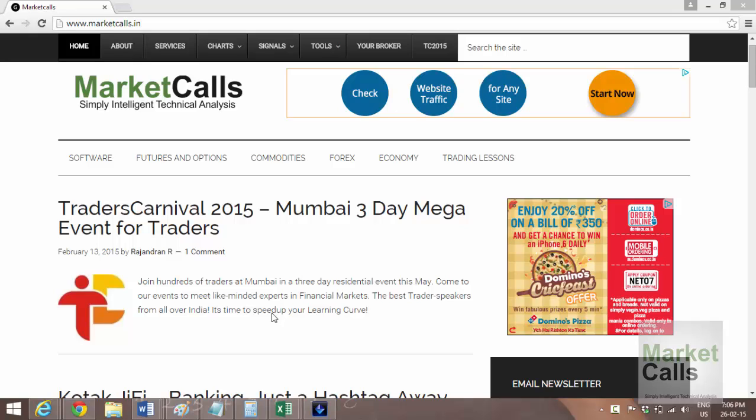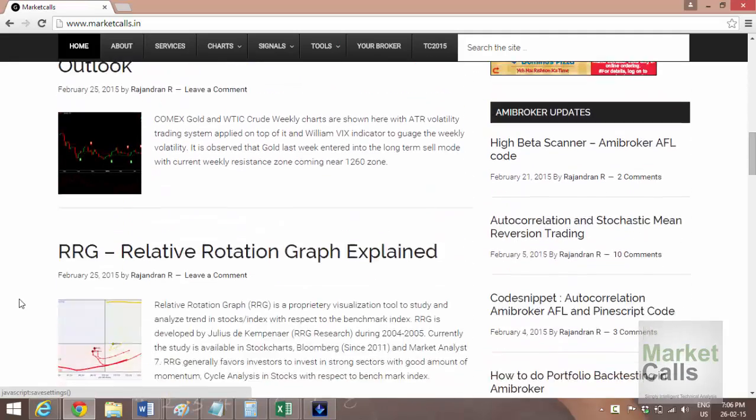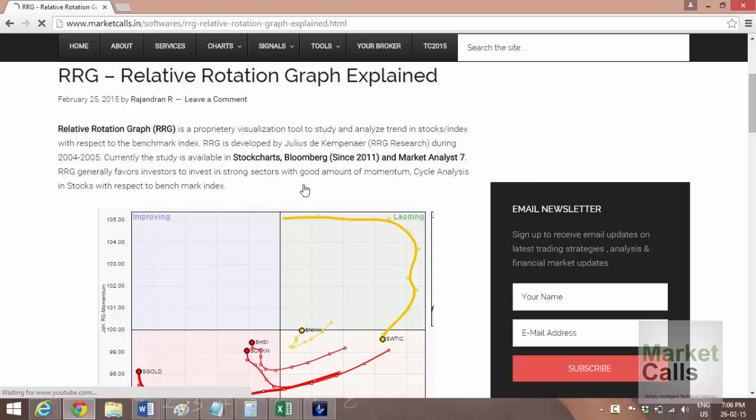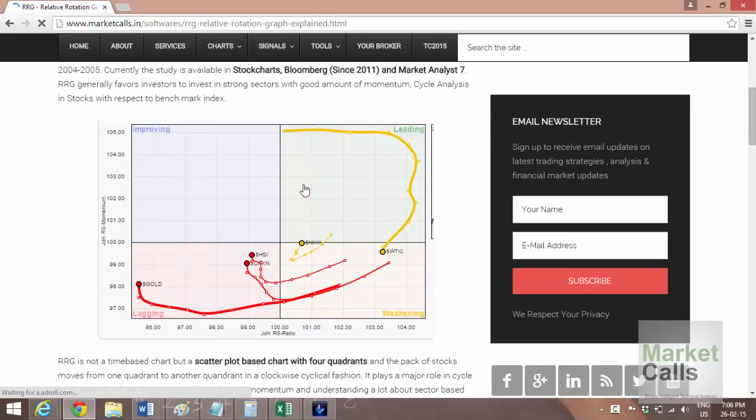We are going to discuss a lot more about RRG graphs. In our last tutorial about the RRG graph, we had an overview of what an RRG graph is all about. We compared three things, gold, CNX Nifty, and crude. Of course, we also compared Hang Seng and Nikkei.